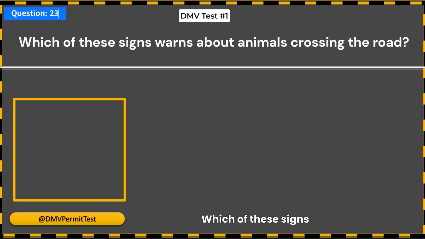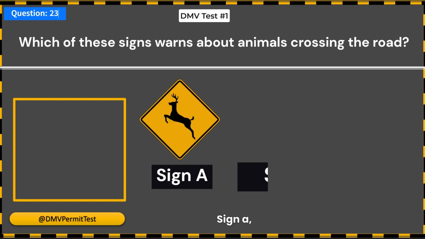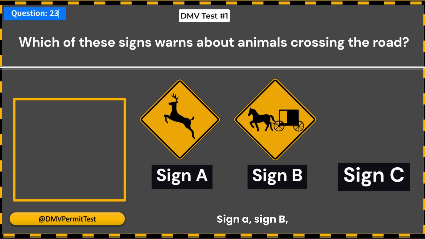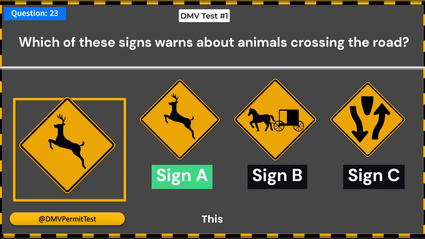Which of these signs warns about animals crossing the road? Sign A. Sign B. Sign C. Answer, sign A. This is a deer crossing sign. This sign is posted in areas where deer frequently cross and crashes with deer have occurred.